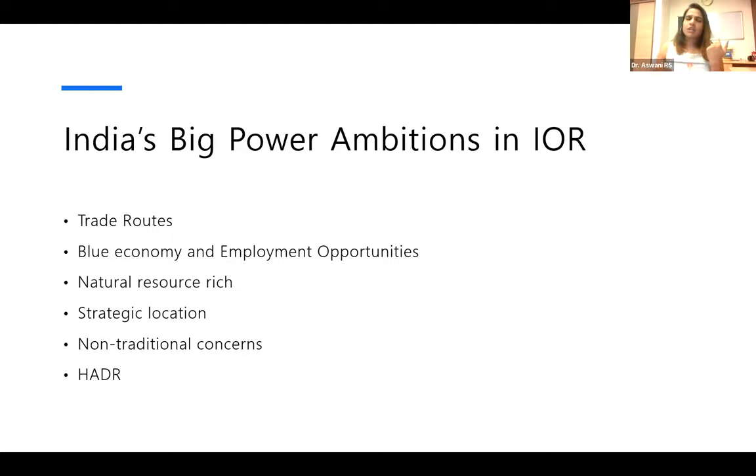If you come to rural coastal areas of Tamil Nadu and Kerala, you can see that. And this is one of the biggest reasons why India has a lot of policies around identifying these non-traditional concerns and addressing them, right? And the HADR, humanitarian assistance and disaster relief operation.